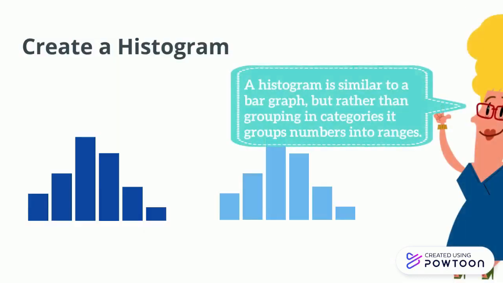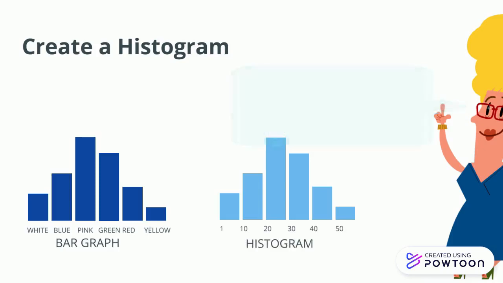A histogram is similar to a bar graph, but rather than grouping into categories as a bar graph does, such as marbles being white, blue, or pink, a histogram groups numbers into ranges, such as how many people walk between 10 and 20 minutes or 20 and 30 minutes.